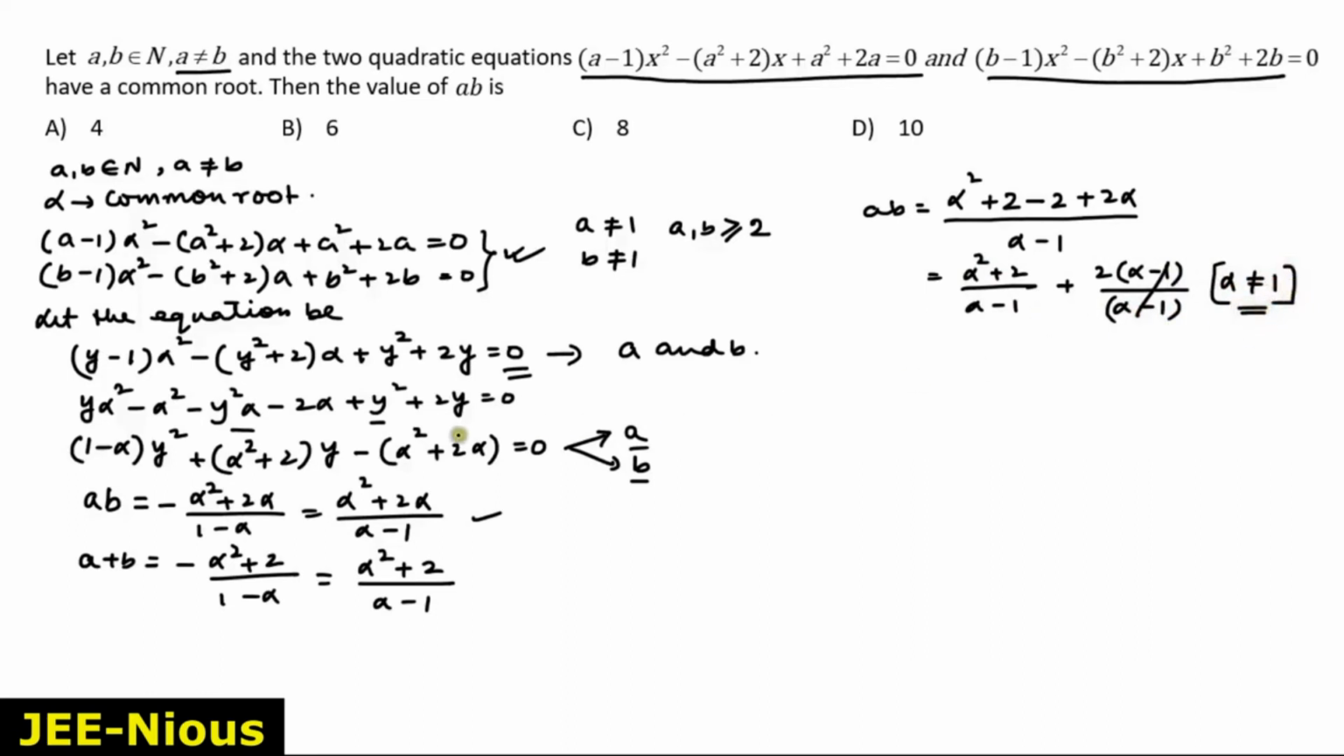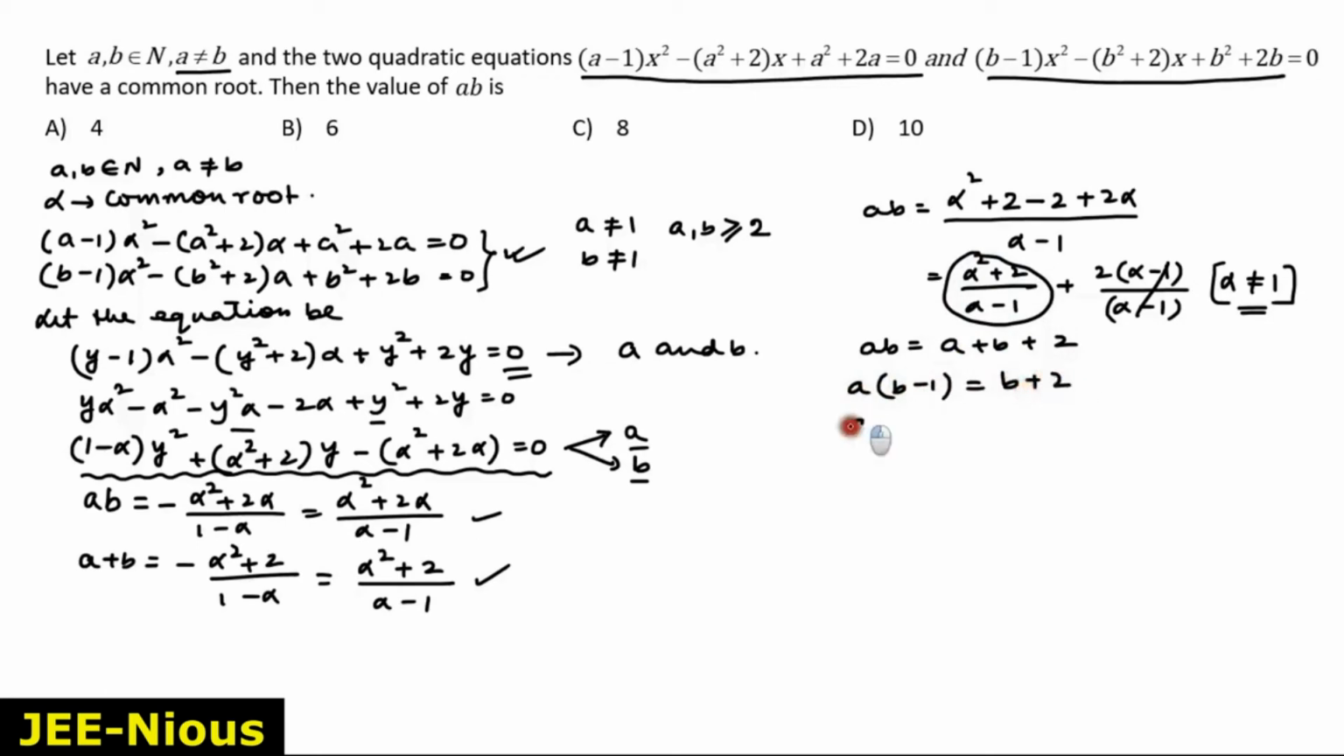Because if alpha is equal to 1, then this equation will no more remain a quadratic equation. It will become a linear equation. But as it has two roots a and b, which are two different roots, it has to be a quadratic equation. So alpha cannot be equal to 1. So your ab is coming to (alpha square plus 2) by (alpha minus 1), which is the same as a plus b, plus 2. So let me take this a on the left hand side. So we are having b plus 2, and a is coming to (b plus 2) by (b minus 1), right?